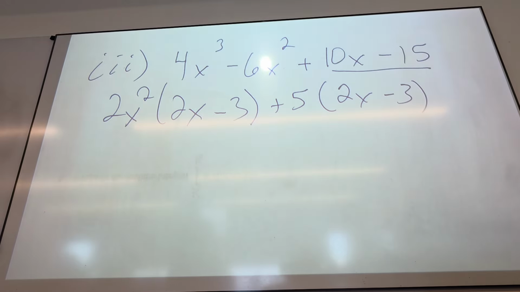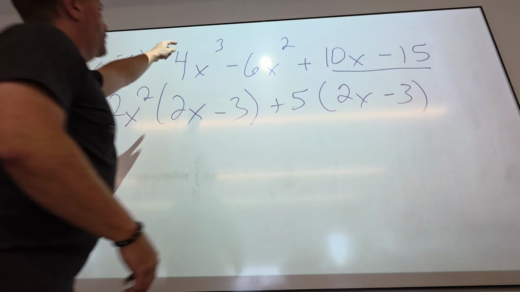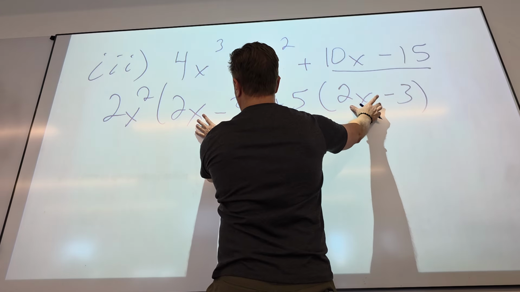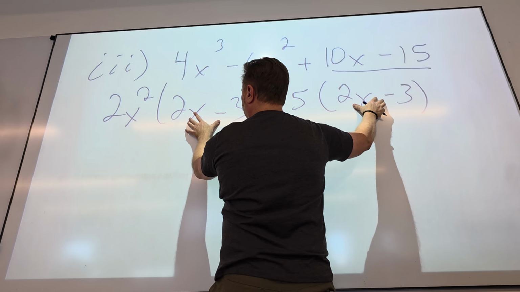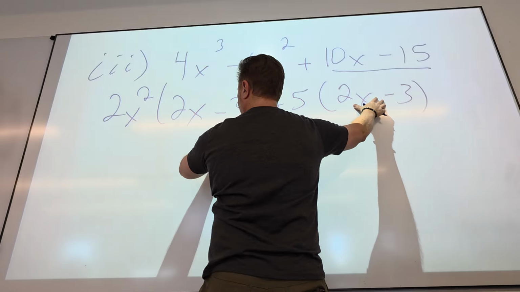If one was 2x minus 3 and one was 2x plus 3, either it's prime or more likely you made a mistake. You might have factored a negative out and forgot to change the sign. That's what happens most of the time. With these kinds of problems, if it's not prime, these two have to be the same. If these are not the same, it's either prime or you messed up.